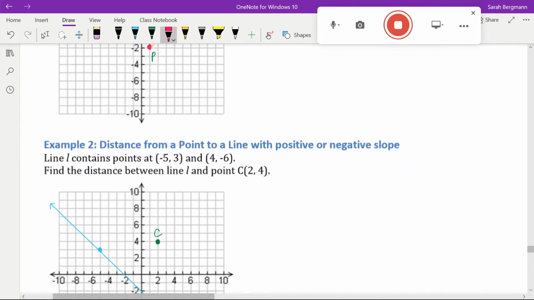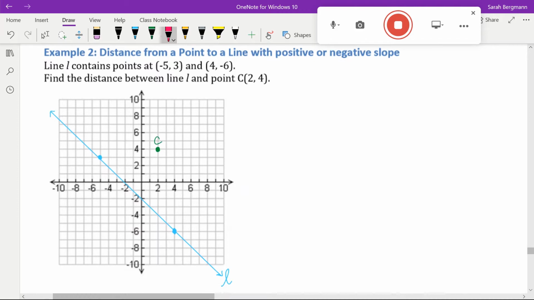Let's try another one that's a little more difficult. This time the line is slanted, so it's not going to be as easy to find the perpendicular. Plot the points first, make sure you label them. Now, since we want a perpendicular line, we're going to have to figure out what's the slope of the original line. I know that I can count rise over run. I see that this is going from left to right, it's going downward, so I know it's going to be a negative number. Let's count.